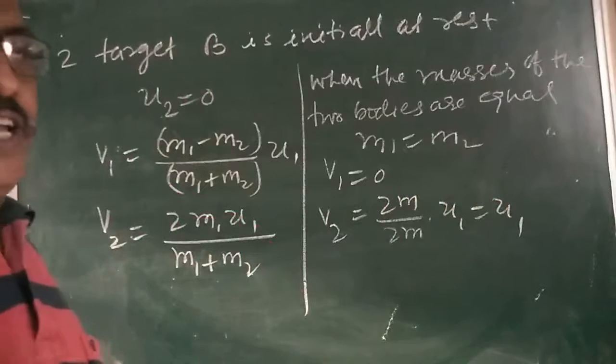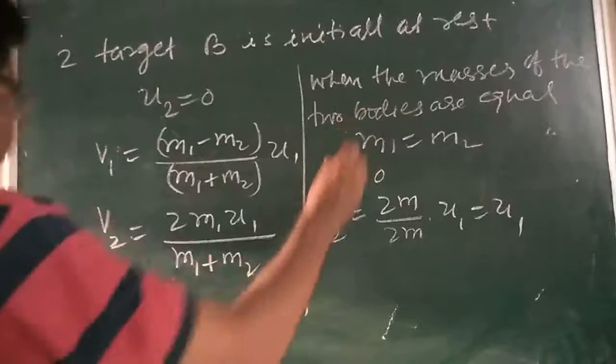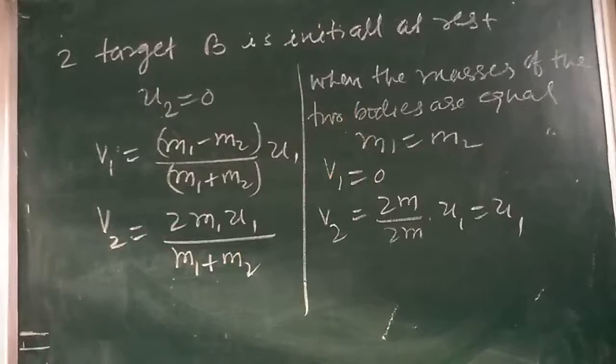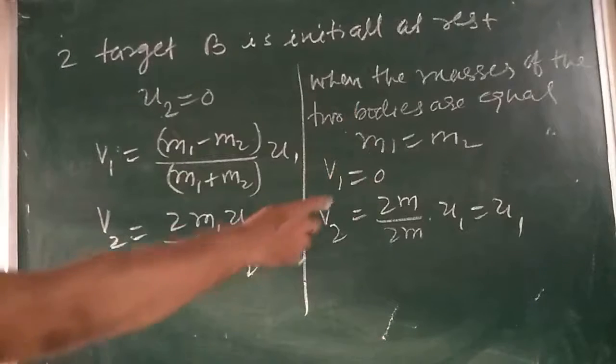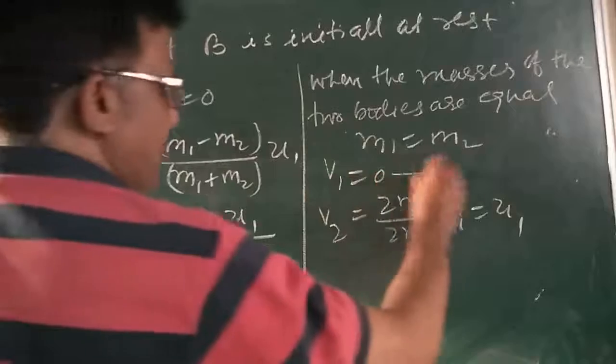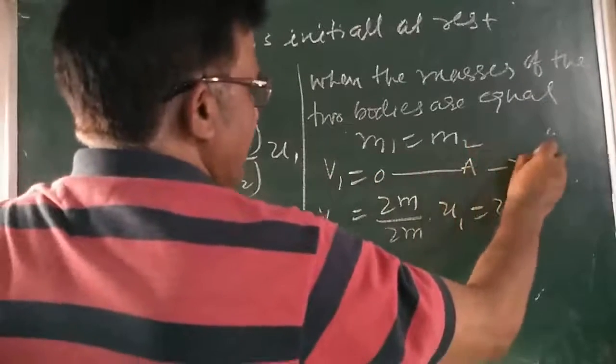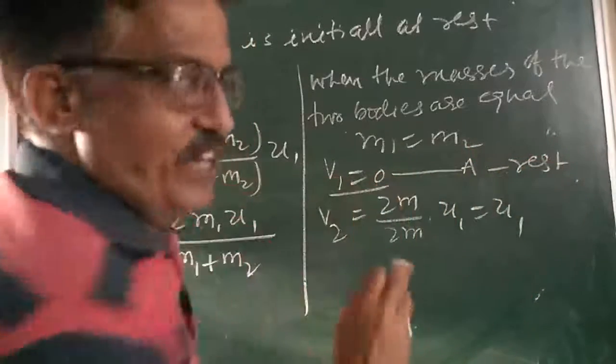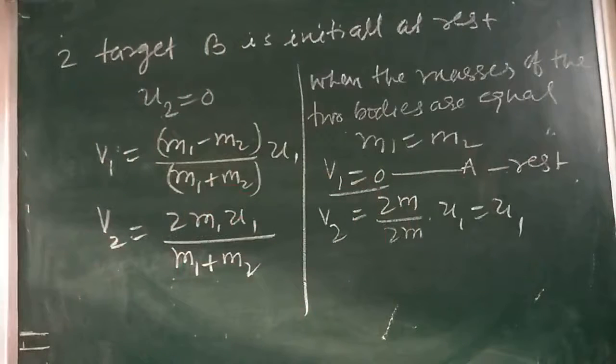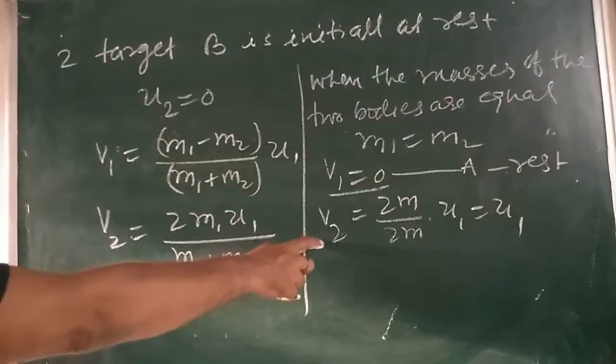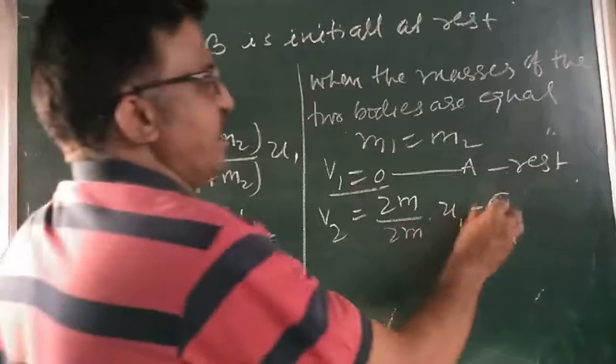So when the second body is at rest and the masses of the two bodies are equal, what are we getting? Body A comes to rest. Here is body A. This is at rest because v1 is equal to 0. So body A is at rest and body B starts moving with the initial velocity of A.